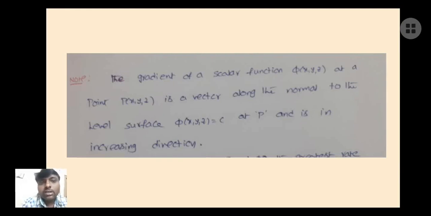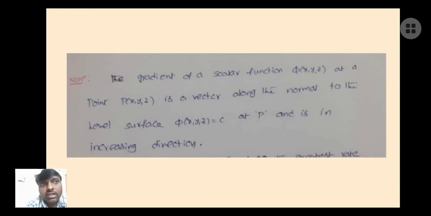Okay, so this is the way we can calculate the gradient of a scalar point function. Whenever they give a scalar point function, for that we can calculate the gradient. Gradient is also called the normal to the surface. The gradient of a scalar function phi of x, y, z at a point P(x, y, z) is a vector along the normal. That gradient is nothing but the generalized normal vector to the given surface.